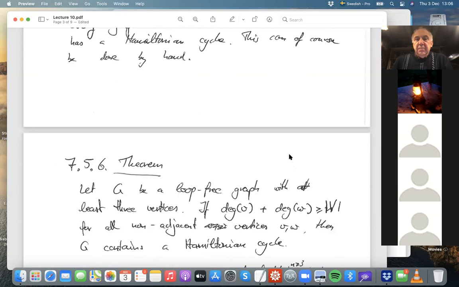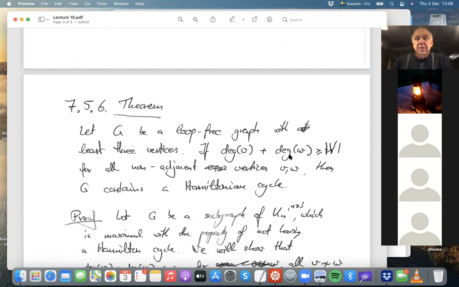Okay, and here is a slightly different result, which we can hopefully go through the proof of, and it requires a little bit more than the previous one. It's similar in spirit. It says that if we have a loop-free graph and the number of vertices is at least 3, now we are looking at any two vertices which are not adjacent, so there is no edge between them. And then we want the sum of the degrees now to be at least the number of vertices.